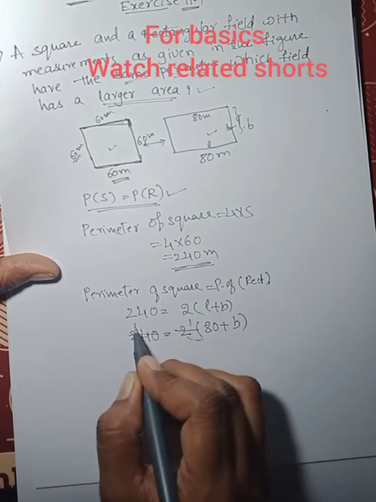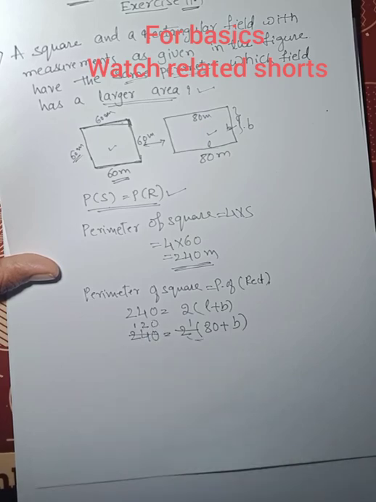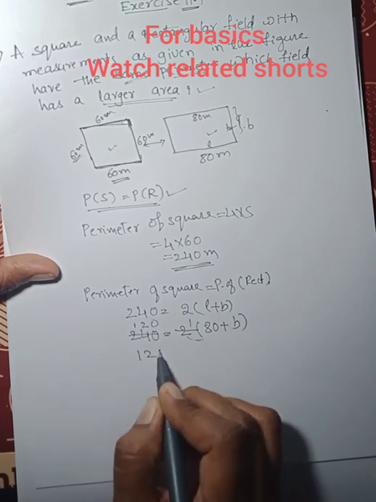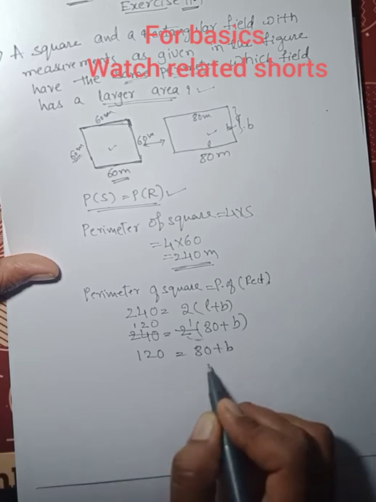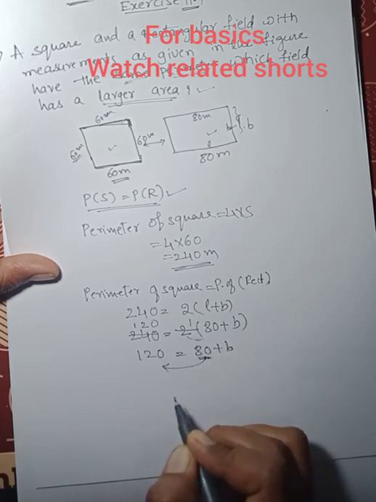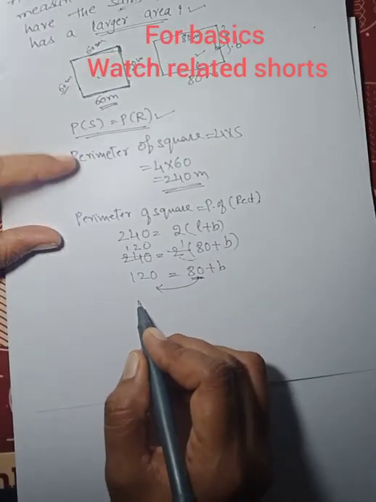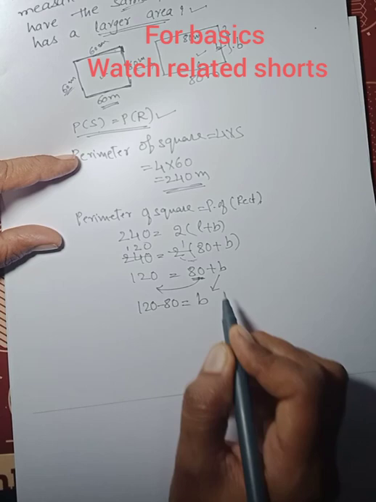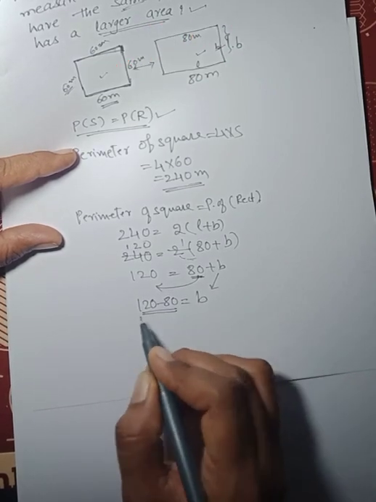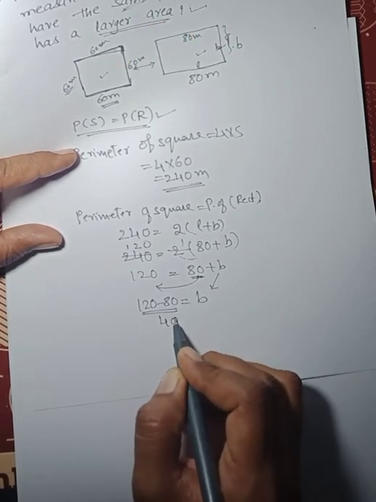2 1 you can cancel. 2 1 2 2 it is 0. Very simple. 120 is equal to, now look at this one. So easy it is. 80 plus B. Now you transfer this 80 to the left hand side. So what happens here? 120 minus 80 equals to, our B remains here only, that is breadth. So 120 minus 80, it is 40 is equal to B.